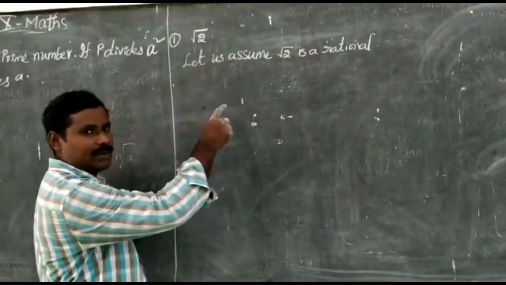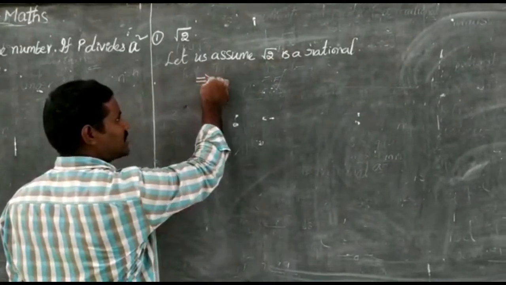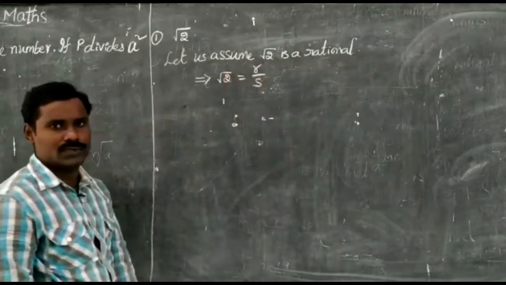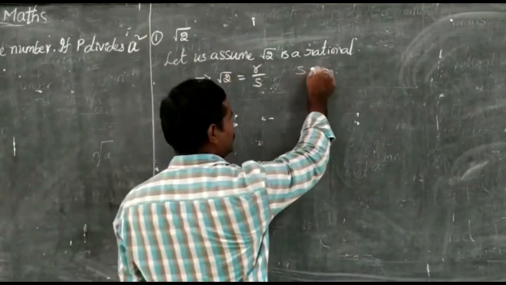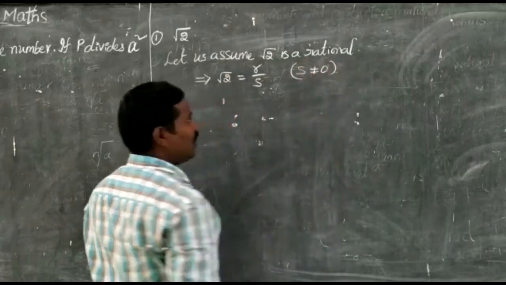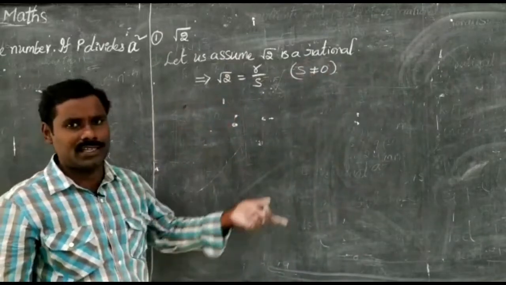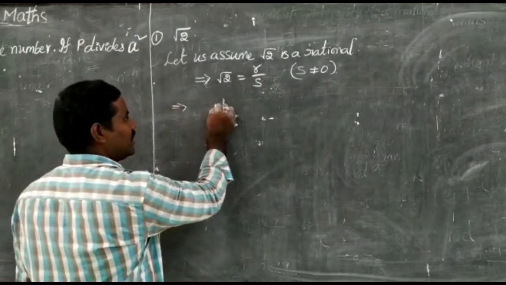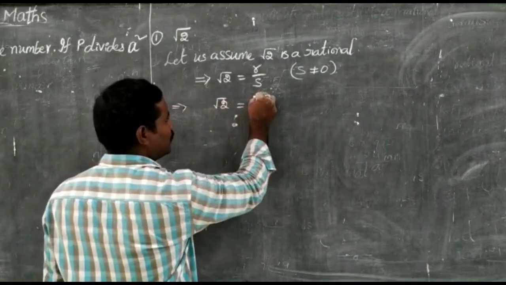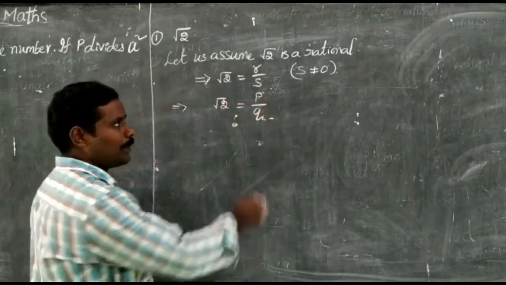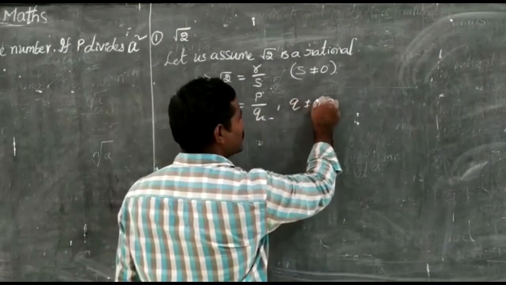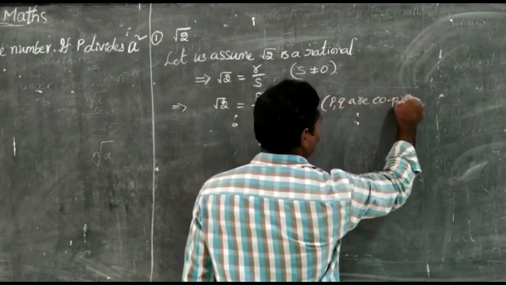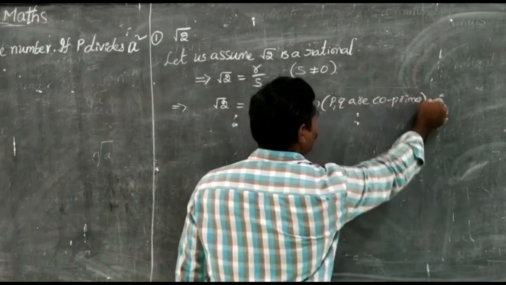Now if it is a rational number, every rational number can be expressed as p by q. Now I am taking r by s. Root 2 equals r by s, where s is not equal to 0. Now r and s have a common factor other than 1. Now I will cancel the common factor and then I will get root 2 equal to p by q. Now p, q are co-primes.